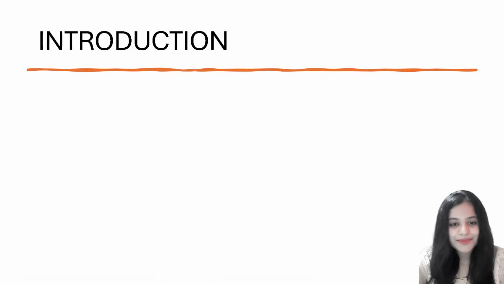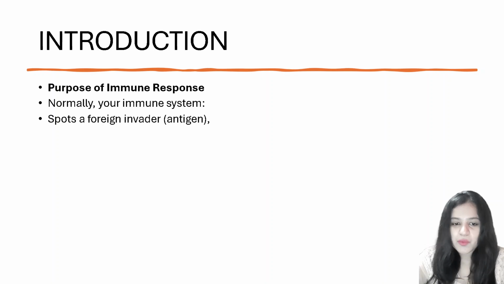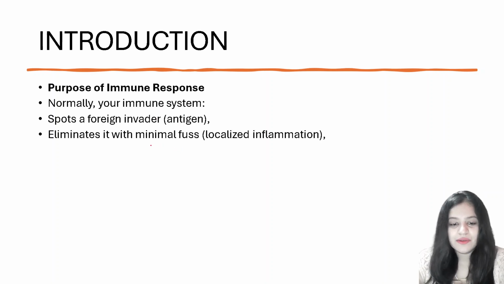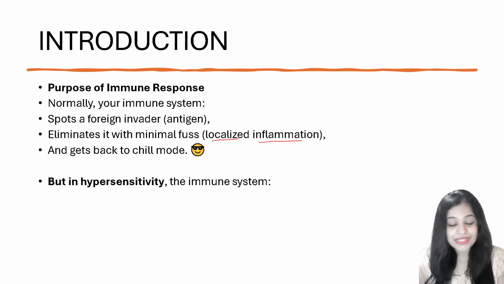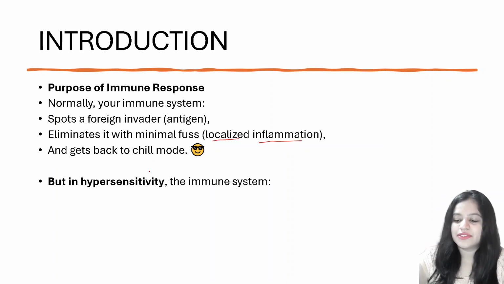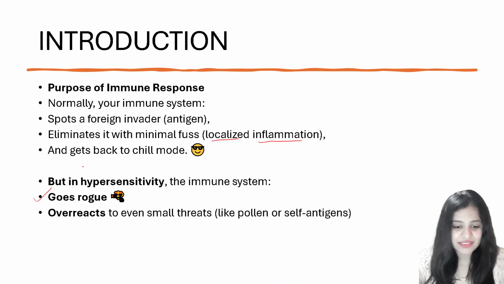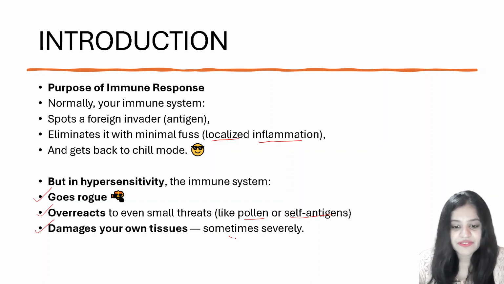Okay, so let's start. Before we start, let's see what the normal function of your immune system is. What is the purpose of the immune response? Normally, when your immune system spots a foreign invader, it eliminates it with minimal fuss, that is localized inflammation, and then it gets back to being in a chill mode. But what happens in hypersensitivity? The immune system goes rogue. It overreacts to even small threats like pollen or self-antigens, which are not even real threats. It damages your own tissue, sometimes very severely.